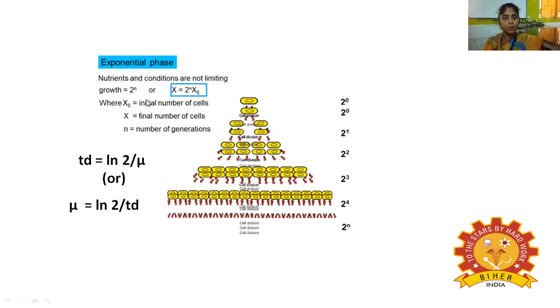The next one is the exponential phase. In the exponential phase, the cells start to take up the available nutrients and start to divide in number. The bacteria divide by doubling in size, so the growth can be written as a doubling of size, equal to 2 to the power of n, which means the final x will be a doubling of the initial cell concentration.